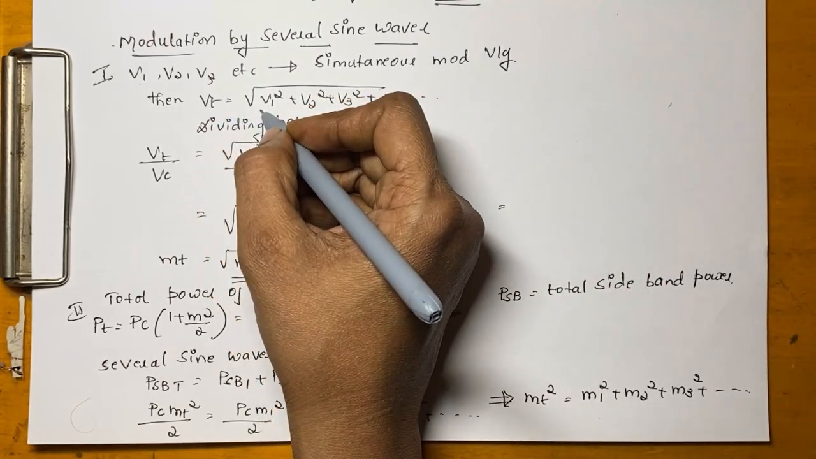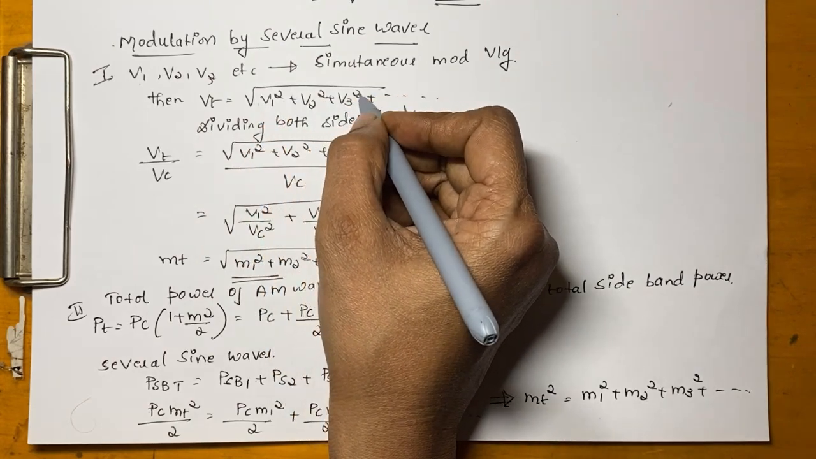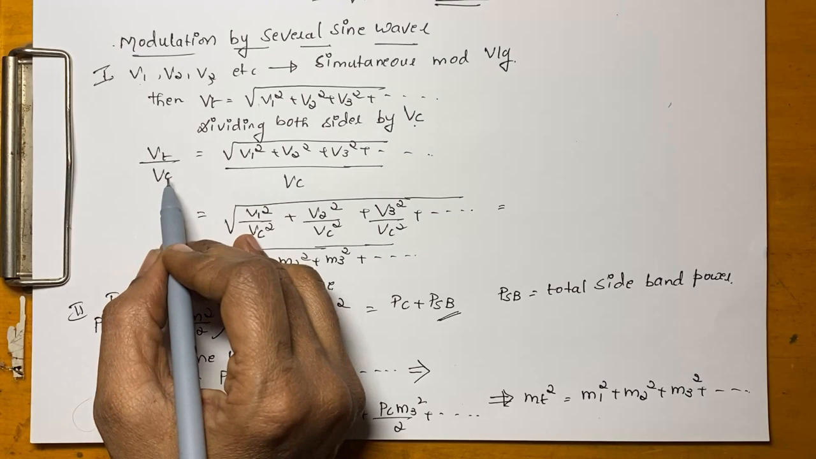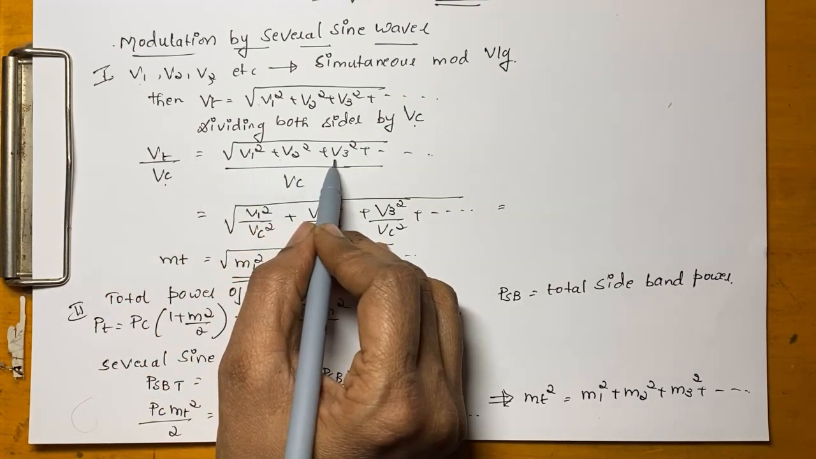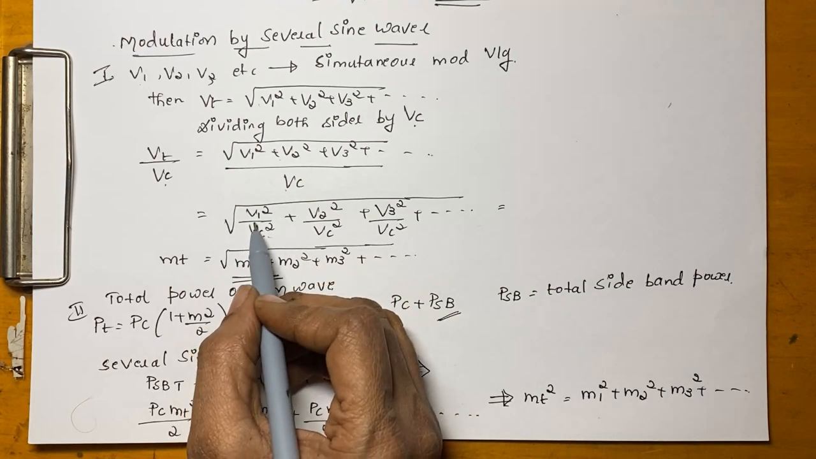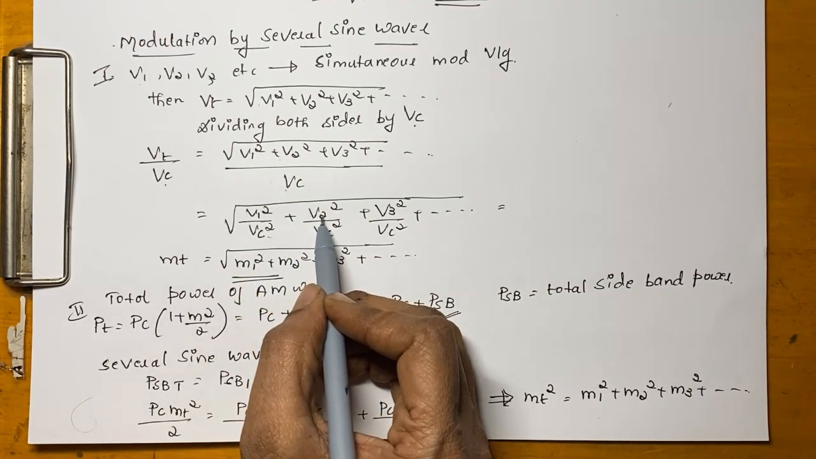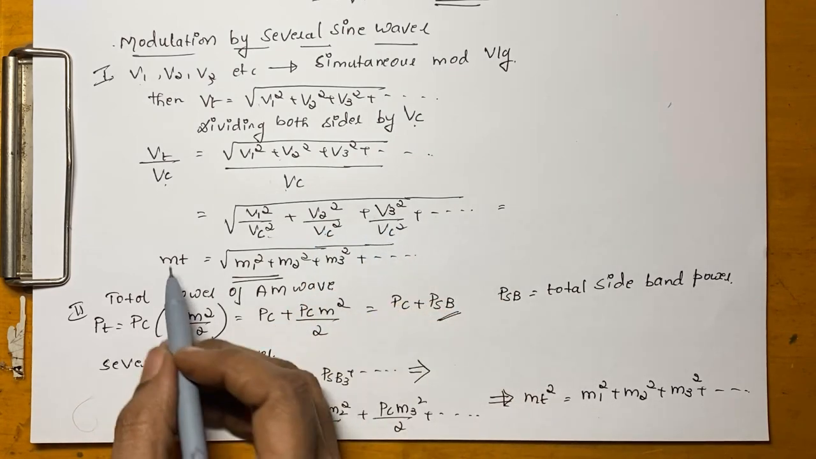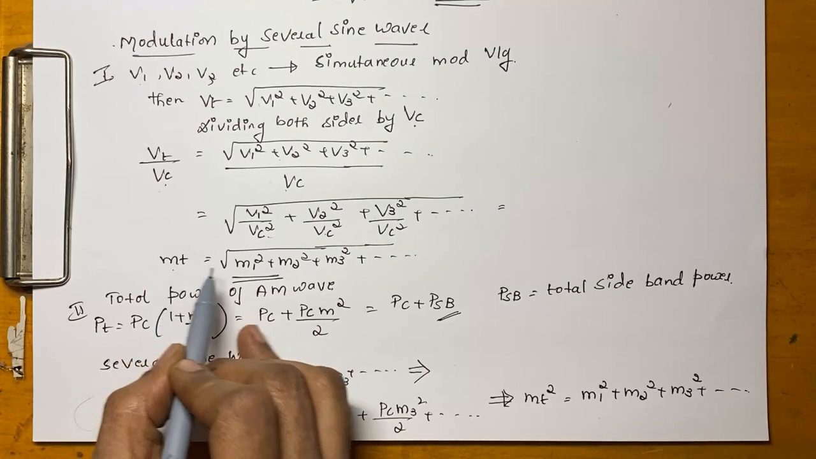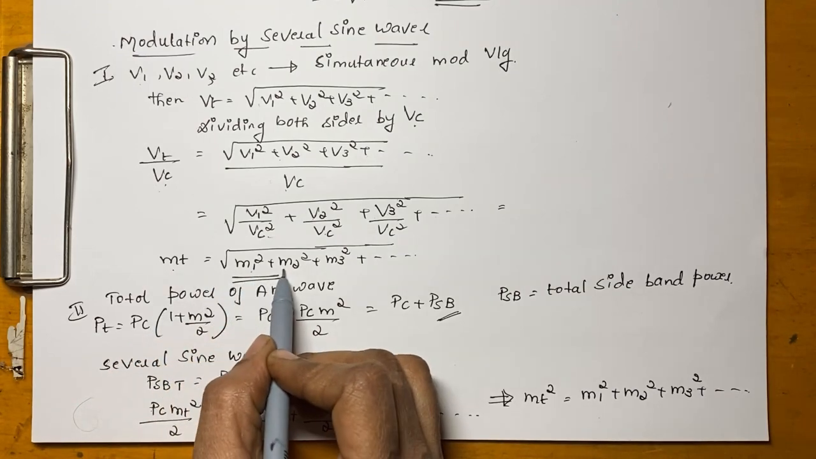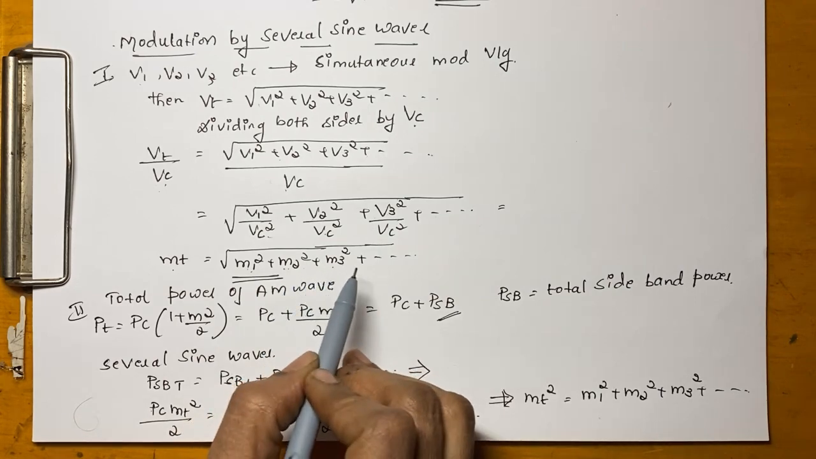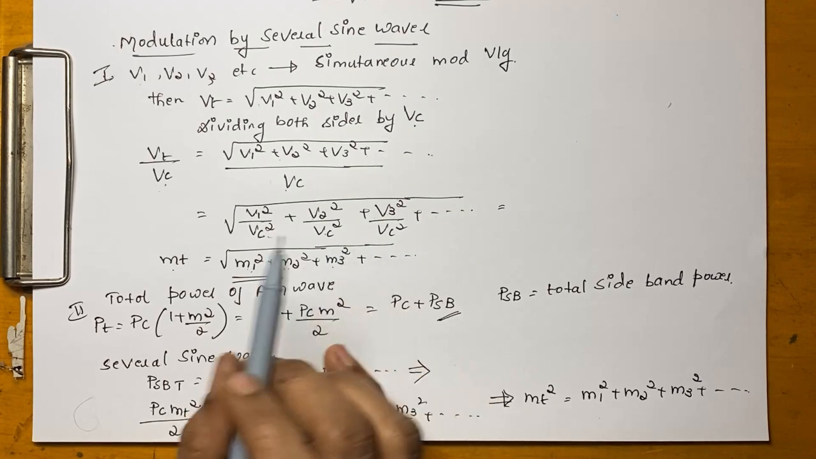Then the total voltage is given as root of V1 square plus V2 square plus V3 square and so on. Now dividing both the sides by Vc, Vc is nothing but the carrier voltage, Vt divided by Vc is equal to root of V1 square plus V2 square plus V3 square and so on, because we don't know how many sine waves are there, and whole divided by Vc. Now taking this Vc inside, V1 square divided by Vc square plus V2 square divided by Vc square, V3 square, and so on, wherein this ratio of voltages Vt by Vc is given as Mt, that is the total modulation index, equal to root of M1 square plus M2 square, M3 square, and so on. These M1, M2, M3 are the different modulation indices of the different sine waves that are involved in modulation.